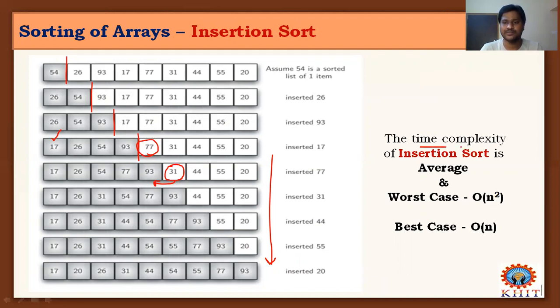And coming to the time complexity of this insertion sort algorithm, there is a difference between the average and worst case. It gives order of n square time complexity, but in the best case, it gives order of n, where n is the number of elements, nothing but the array size. And based on that, we are going to apply comparisons and swapping to arrange these elements using insertion sort.